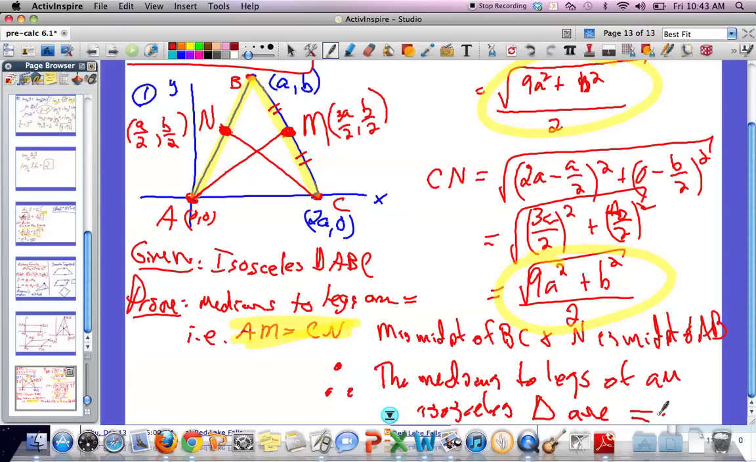Are you ready to do the second one? What's the second one that I assigned? Can everybody read it? Okay, let's jump to number 3.